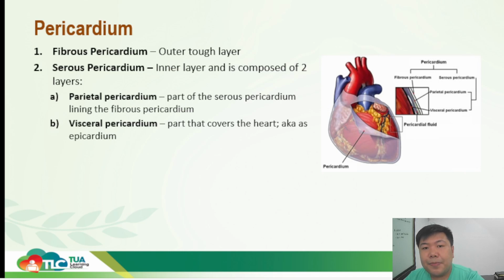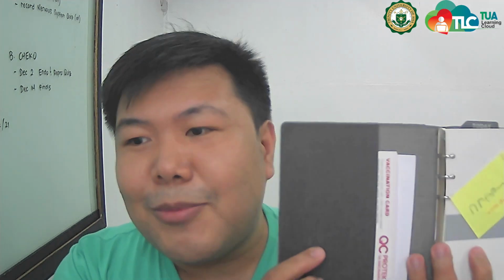Okay? So in order for you to better understand, I'd like to make another analogy for a while. There you go. So let's imagine this notebook. The outer cover of this notebook is the fibrous pericardium. Okay? And when we open it, you will see the heart. So this outer one is the fibrous, while this inner one is your serous pericardium. I'm sorry for the trash, no?